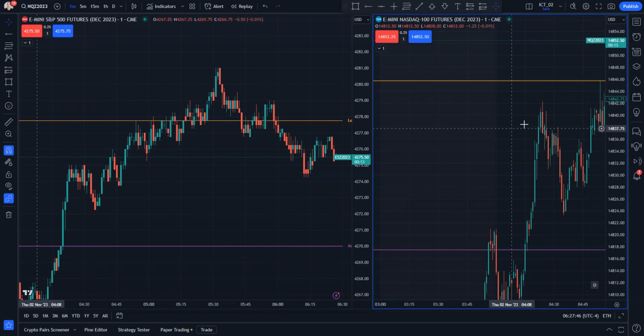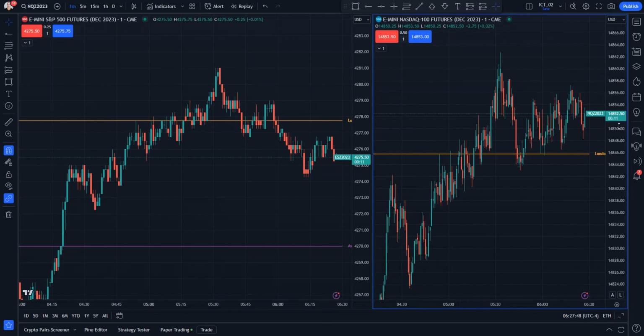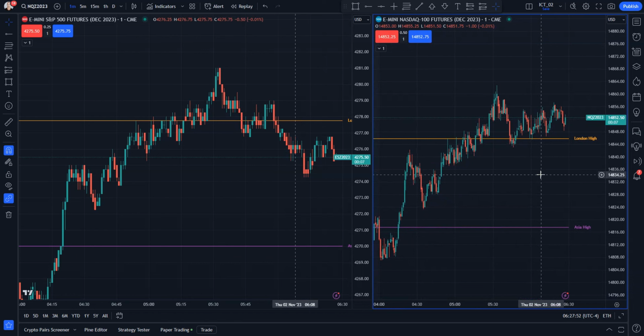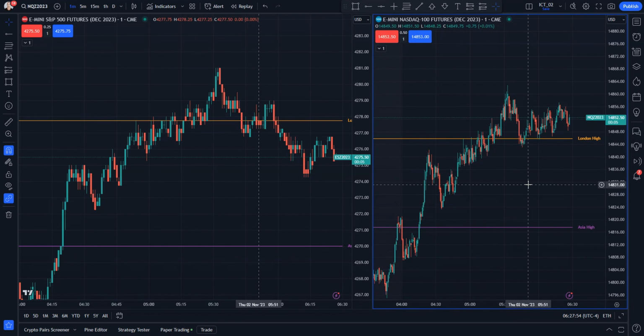But let's have a look at the NQ. So NQ is still trading above London highs, you can see here. Great. So moving on to the indicator.